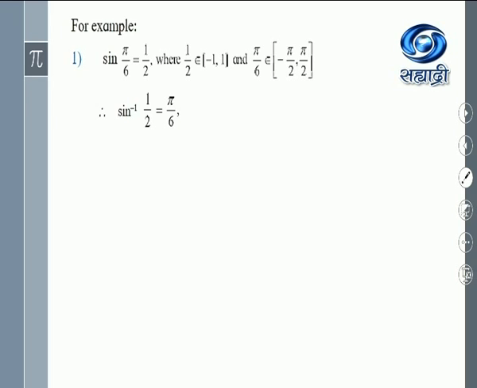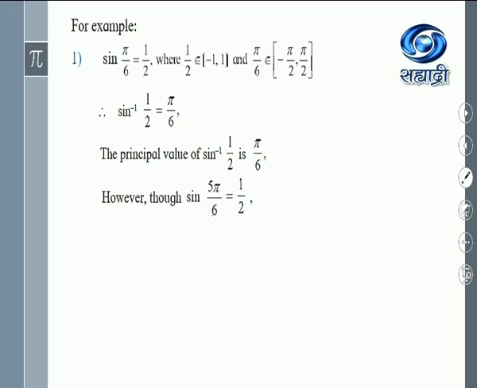Therefore, we can write sine inverse 1 upon 2 is equal to pi by 6. Because you know, when we write y equals sine x, we can write x is equal to sine inverse y. Therefore, we write sine inverse of 1 upon 2 is equal to pi by 6. So the principal value of sine inverse 1 upon 2 is pi by 6. So such types of sums are asked in the exercise.